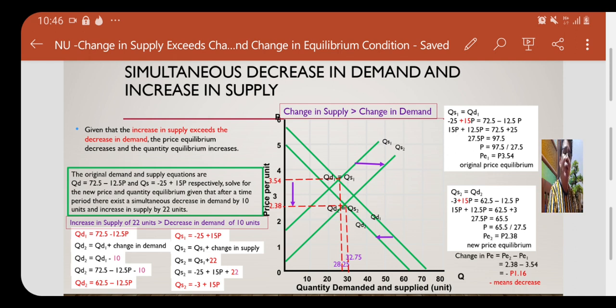It is the new price equilibrium because what we have used as our equations are the new supply equation and the new demand equation. So we equated the new supply equation QS2 to the new demand equation QD2.